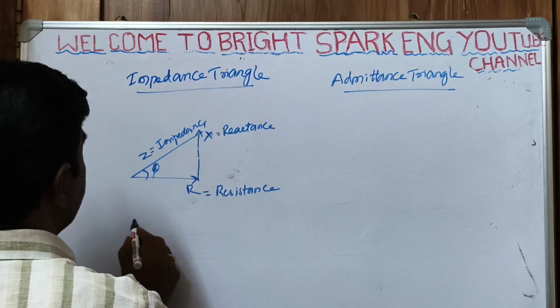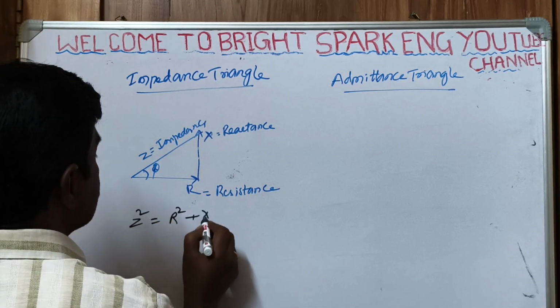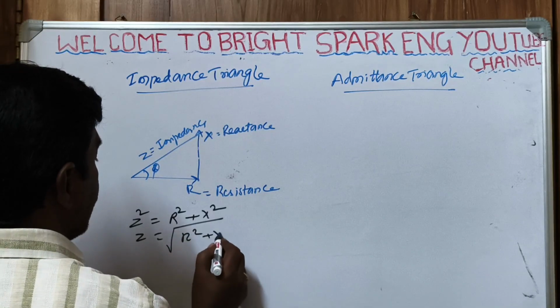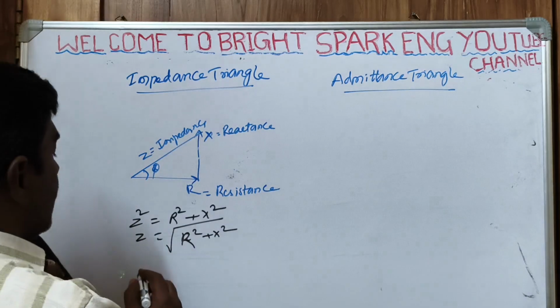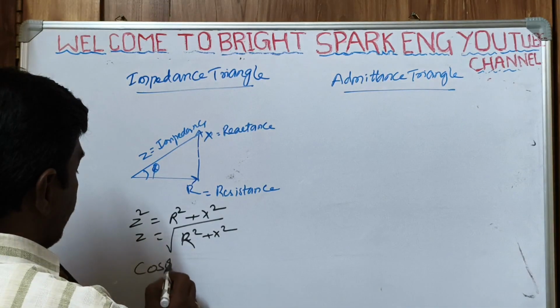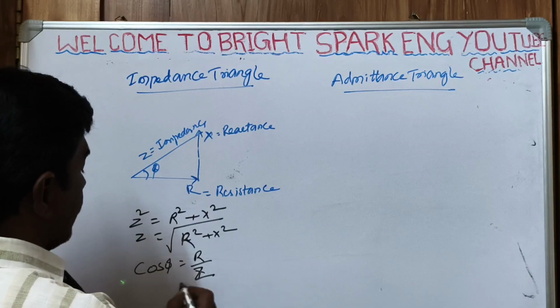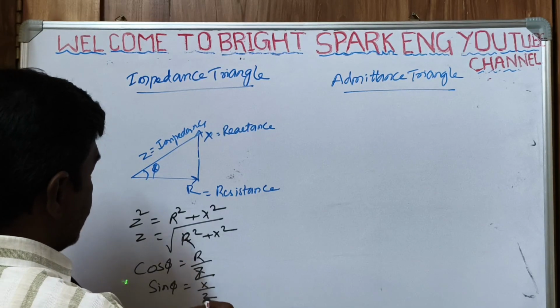Here Z square is equal to R square plus X square. Here Z is equal to square root of R square plus X square. This is for the series circuit. Here cos phi is equal to R by Z, sin phi is equal to X by Z.